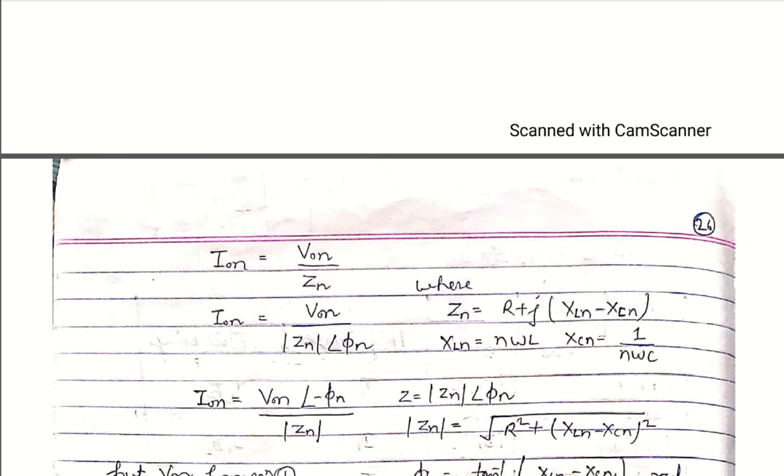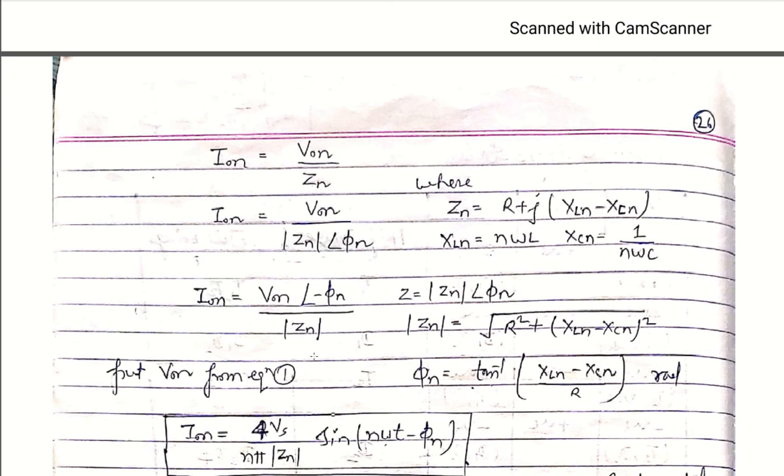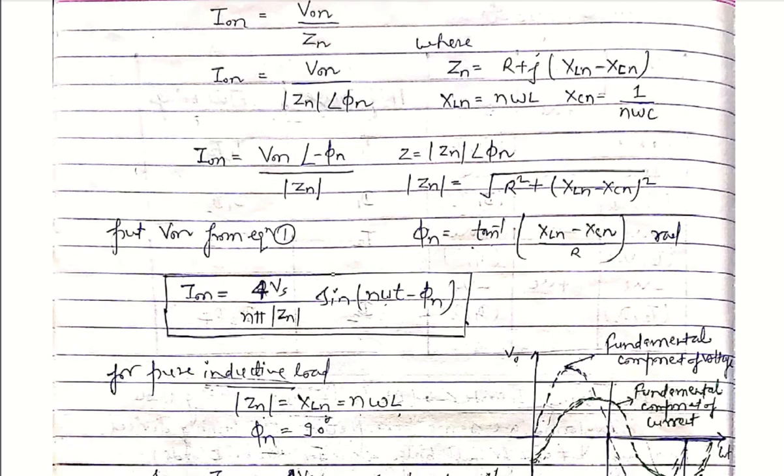And we will take this Zn to be upper side, then we will see that it is V0 divided by modulus of Zn, and it will be written as minus phi n. So phi n will be calculated according to tan inverse of (XLn minus XCn) divided by R in the case of a lagging load, and in the case of a leading load, (XC minus XL) divided by R. In this way we will do the calculation for the load current waveform.